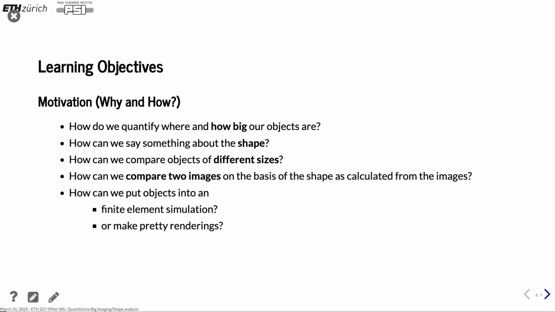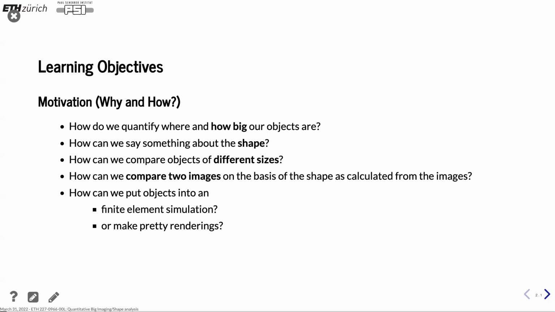So what we want, in the end, is to quantify something out of our images. And things we want to quantify are, for example, where and how big things are in the image. It's good if you can say something about the shape sometimes. It depends on the questions, of course. We can also compare different sizes, which comes back to the question of how big things are. And we can compare different images and see if there are differences between them and where the differences lie in terms of these objects.